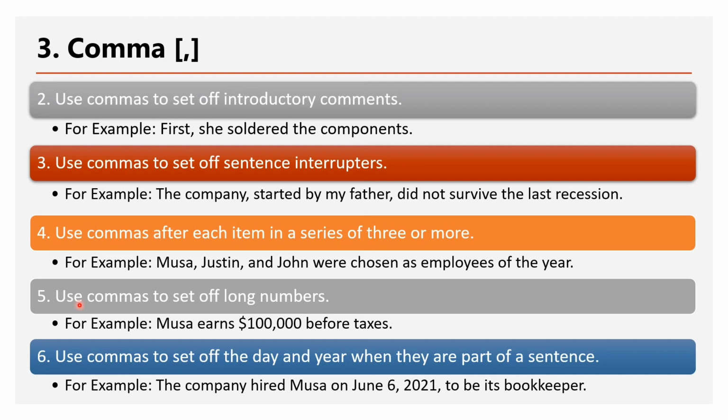Number 5. Use commas to set off long numbers. For example, Musa earns $1,00,000 before taxes. In between these digits, I am using the commas. Number 6. Use commas to set off the day and year when they are part of a sentence. For example, the company hired Musa on June 6, 2021, to be its bookkeeper. In between the date and year, I am using the commas, which are part of the sentence.